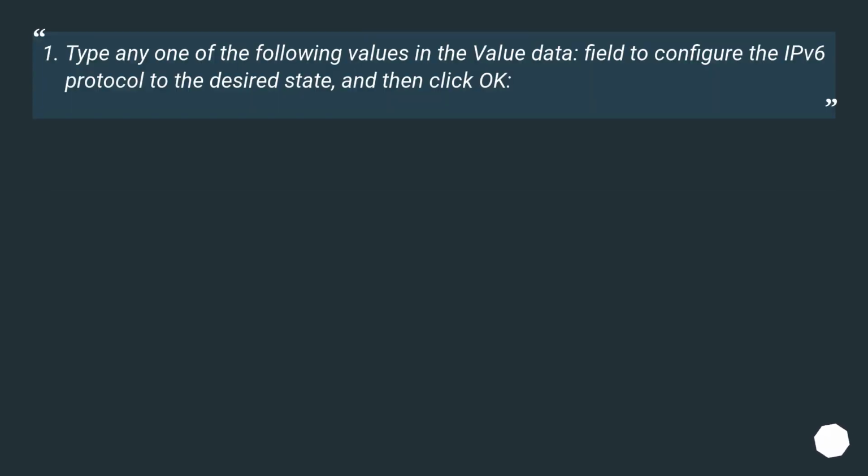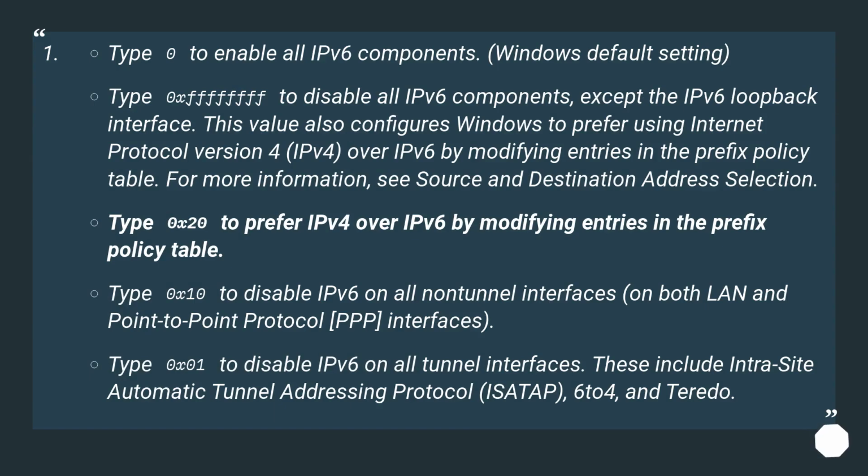Type any one of the following values in the Value data field to configure the IPv6 protocol to the desired state, and then click OK. Type 0 to enable all IPv6 components. Windows default setting. Type 0xFFFFFFFF to disable all IPv6 components, except the IPv6 loopback interface. This value also configures Windows to prefer using Internet Protocol version 4, IPv4, over IPv6 by modifying entries in the prefix policy table. For more information, see source and destination address selection.